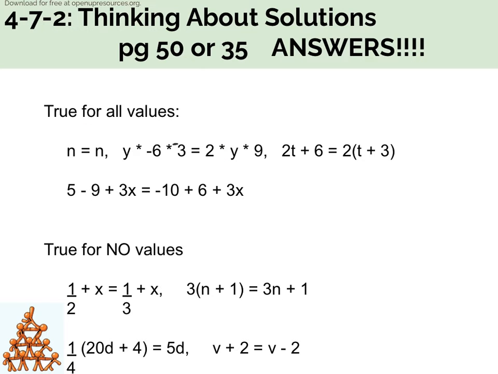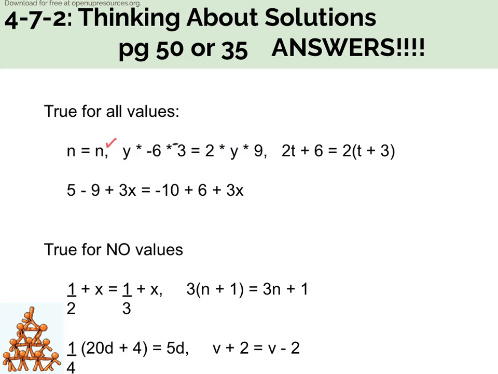All right, so we have these in 2 different categories. Notice how the top part, it is true for all values. So let's look at it. Does n equal n? Well, yeah, that's true. Is that true or false? Well, yeah, that's true. So that's why it's true for all values.